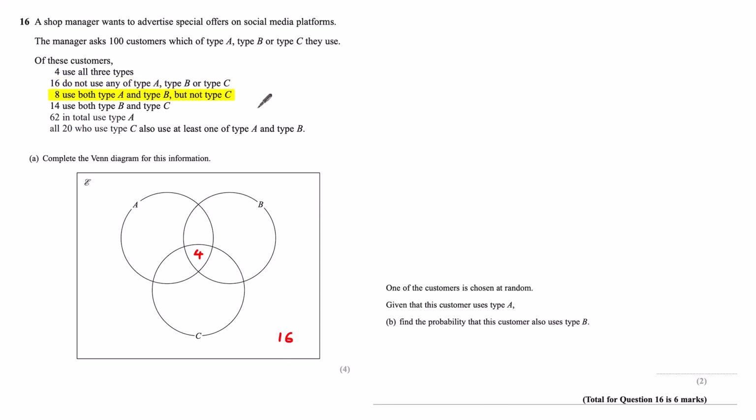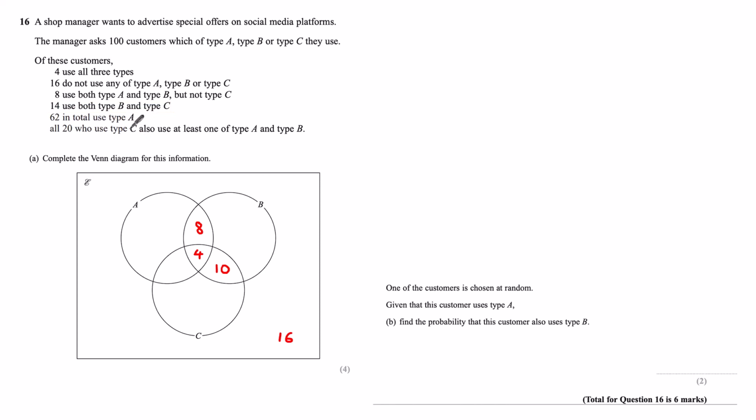8 use type A and B but not C, so here's the intersection of A and B, and these also use C, so that 8 go in here. 14 use both type B and type C. Now the intersection of B and C is here, so these two sections should add up to 14. 4 are already in here, which means 10 need to go in this box.